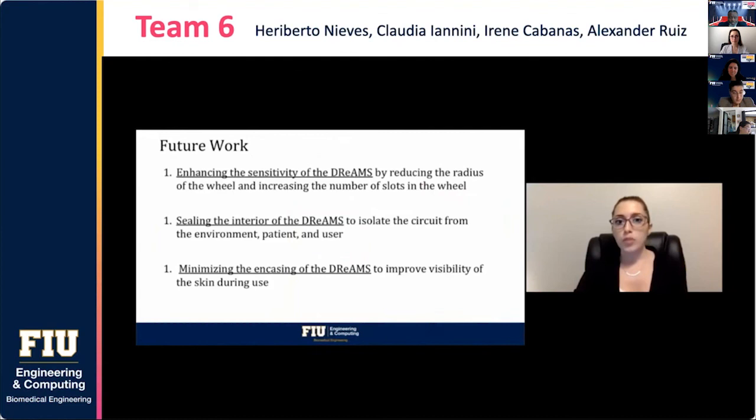To bring the DREAMS to the market in the future, the sensitivity of the device can be further improved by reducing the size of the wheel, increasing the number of slots in the wheel, or transitioning to a roller design. The result would then be a more accurate measurement across smaller distances. The interior of the DREAMS will need to be hermetically sealed to isolate the internal electronics from patient and user. This will address the electrical safety, the biocompatibility, and the sterilizability of the device. Lastly, the encasing of the DREAMS can be reduced in size by implementing more advanced manufacturing procedures to improve the visibility of the skin while it's being used.